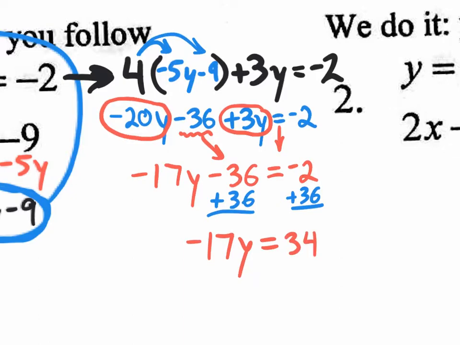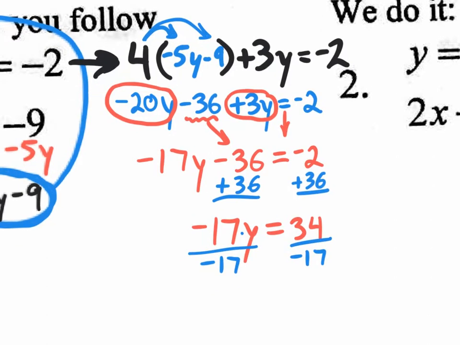So now this is kind of ugly because we have a negative 17y, and we know that's really a negative 17 times y. So I need to get rid of the negative 17 that's being multiplied by y. So to get rid of multiplication, you do the opposite, which is dividing by negative 17, which do to one side, do to the other side. Now thank goodness this works out nicely, where you have 34 divided by negative 17. If you can't figure that out, use a calculator. You're going to get the answer y equals negative 2, and that is one answer.